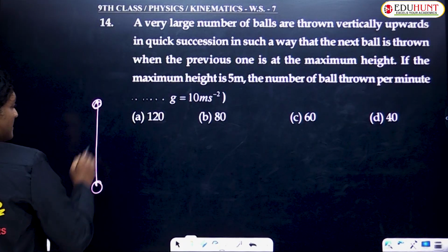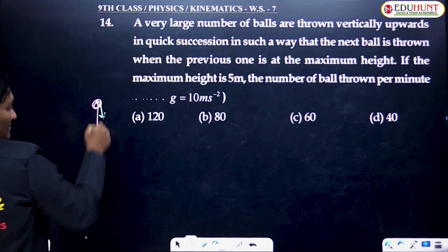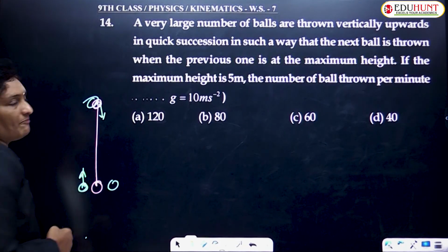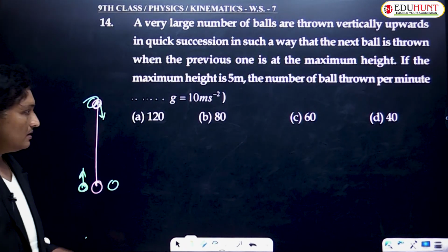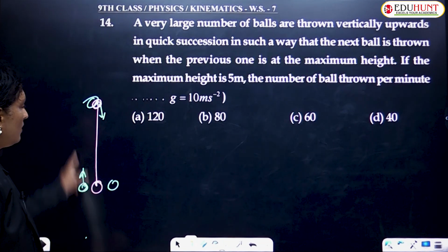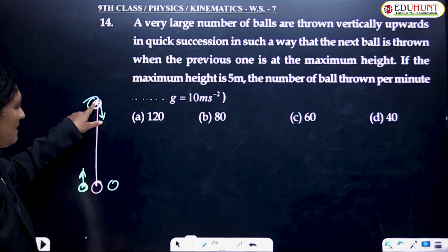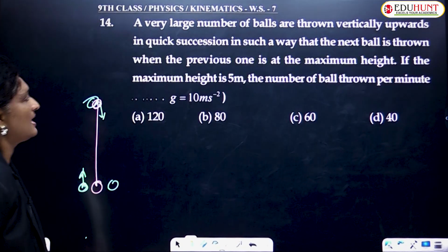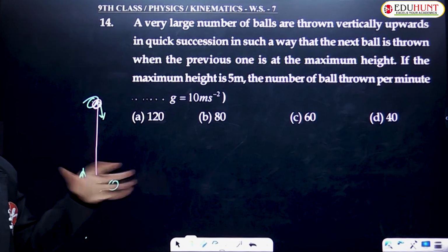So when the second ball starts its journey, what happens to the first ball? It comes down, and as it comes down, it meets the ball going upwards. Every time we observe that one goes upward and one comes downward. This is the point of observation. Many such balls are being thrown.